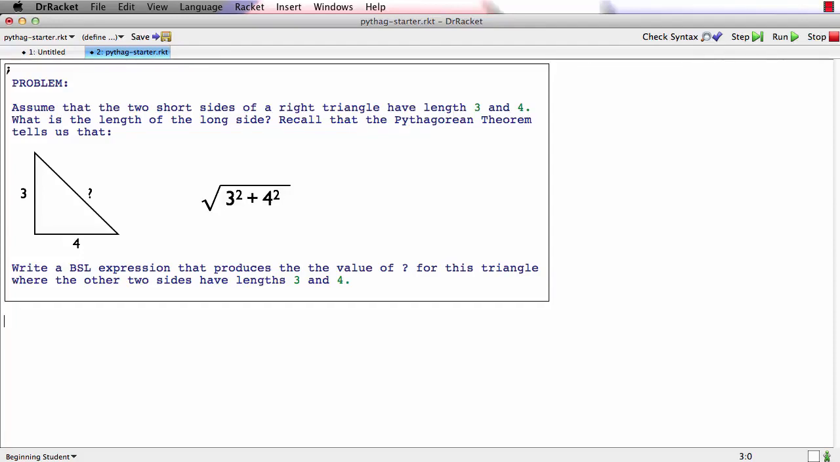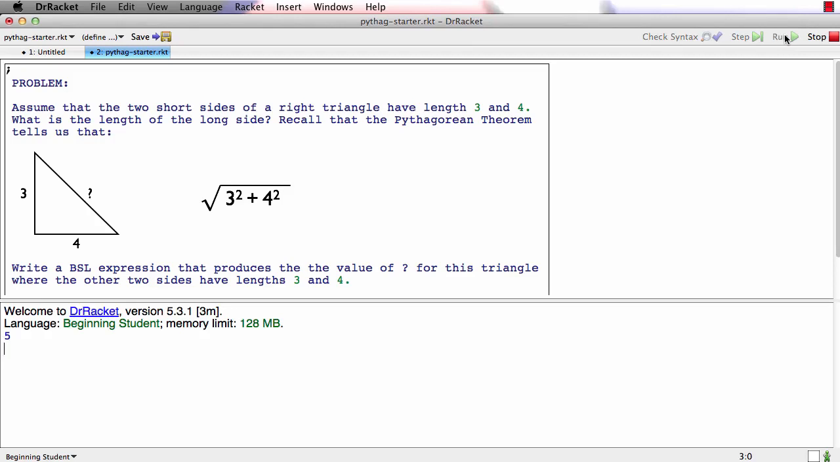Let me just quickly show you how I think about it. Given the formula, I know that I need to square 3, and I need to square 4, and I need to add those together, and I need to take the square root of that whole thing. And if I run that, I get 5. Sure enough.